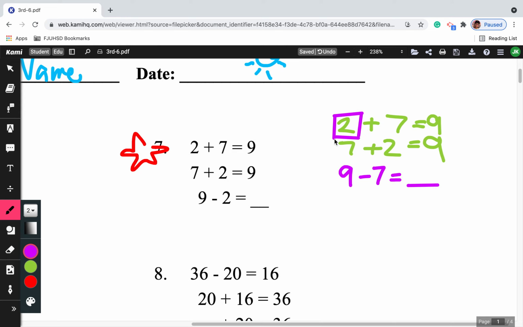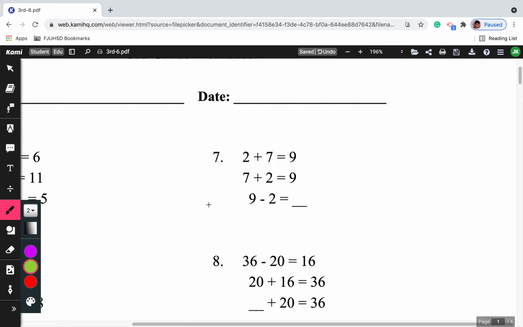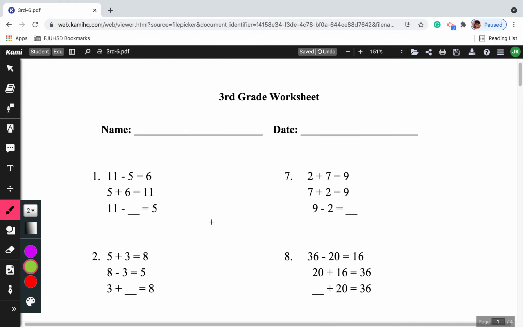Another example, let's try to find 7. So we do the sum, 9, minus the other number, which is 2, and 9 minus 2 is 7. And there you go. It's that simple. There you go, the answer is 7 for number 7. That's pretty funny actually.